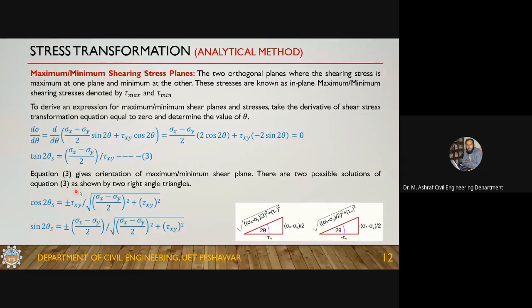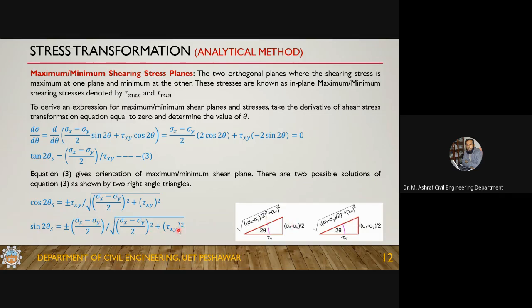There are two possible solutions of equation 3, just like the previous case where we did it for the normal stress. Since the right-hand side is a positive number, you can have both positive, and you can also have both negative, because both negative can also result in a positive ratio. So both triangles satisfy this equation. So cos of 2 theta is equal to this divided by this, with plus and minus signs, and sine of 2 theta is this divided by this.